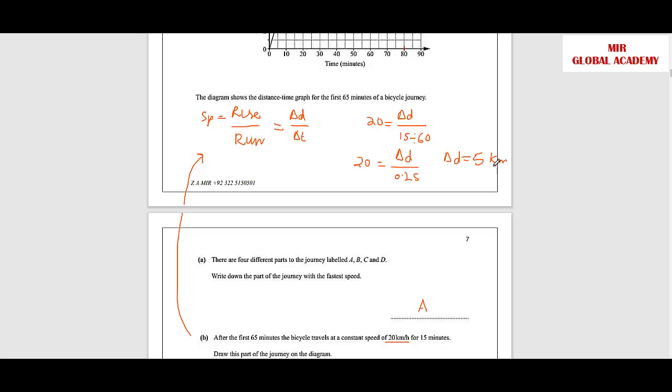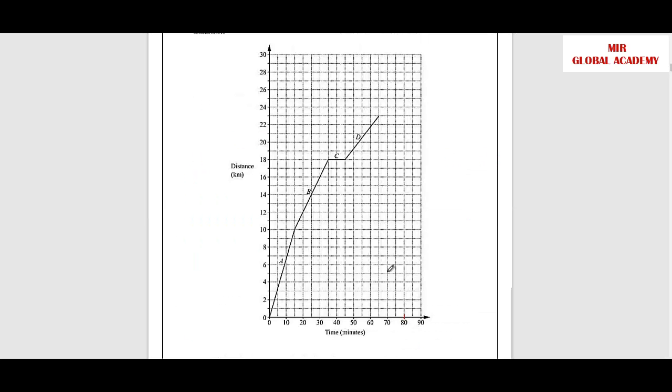Now just cross multiply. Change in distance is 5 km. Therefore, for the next 15 minutes, it will cover 5 km. So at 65 plus 15, that is 80 minutes, and it has already covered 23 km. So 23 plus 5 is 28. So we will draw a line from this point to this point. So this is a straight line.